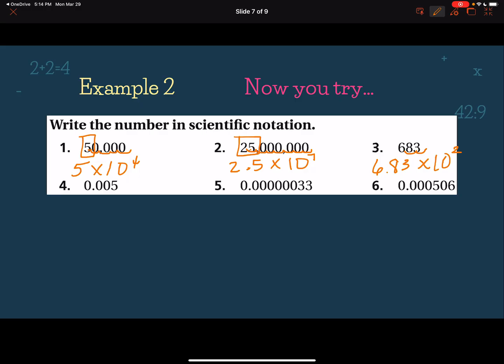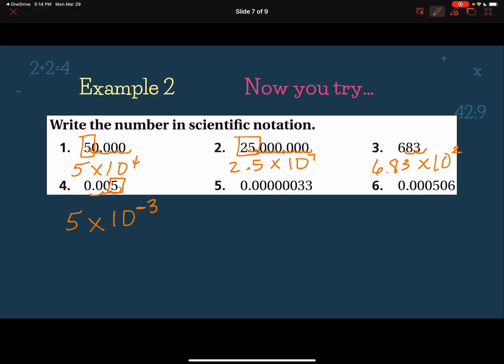Number 4, focus on the non-zero. It's going to end up being a whole number. However, this one is a smaller number, so we're going to have a negative exponent. And if we were to put it at the end of 5 and then count over the number of places, it would be a negative 3 for our new exponent.